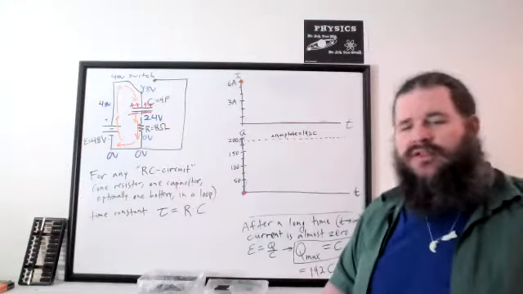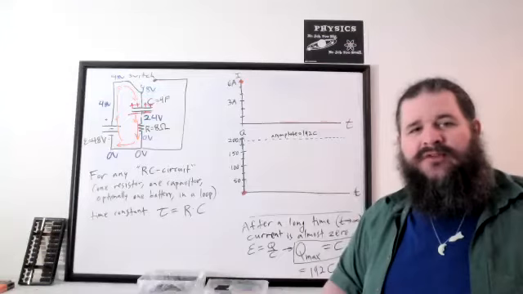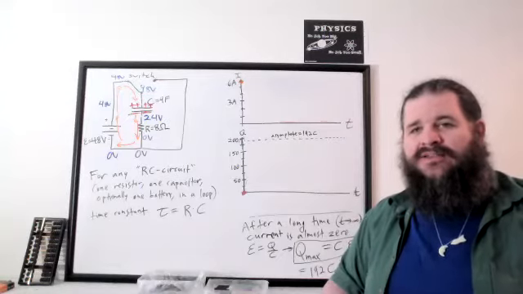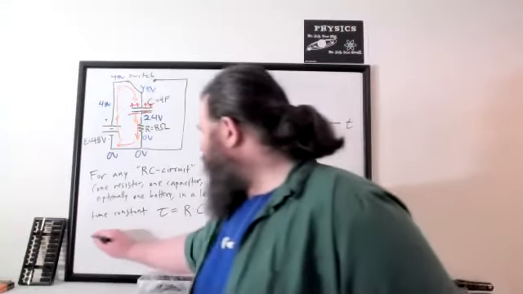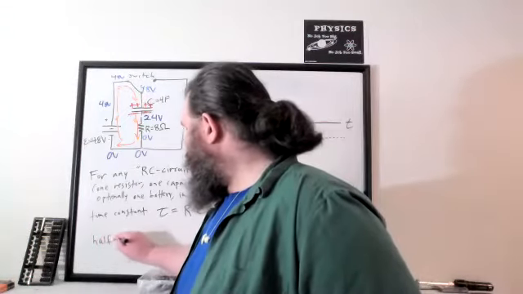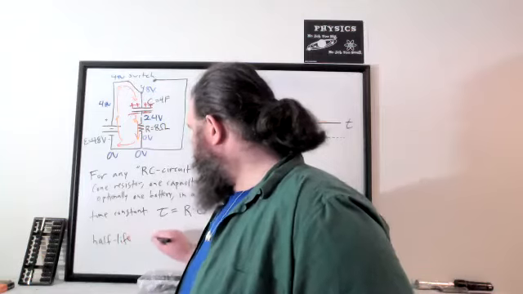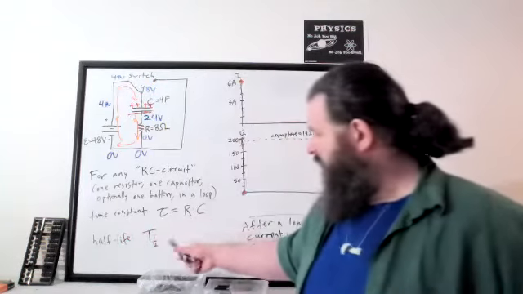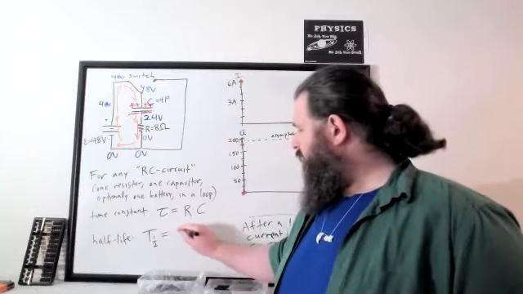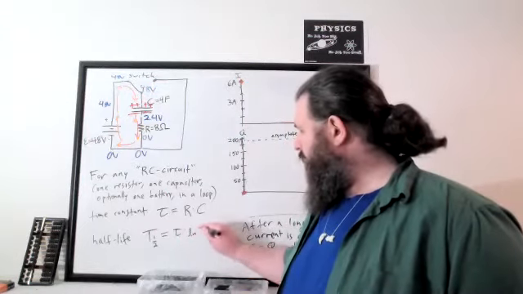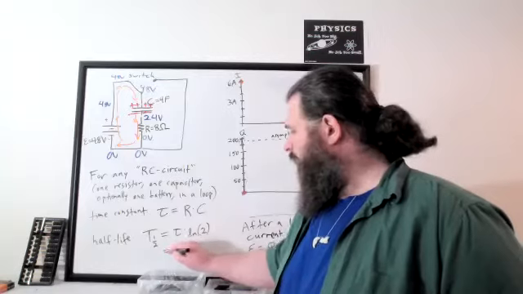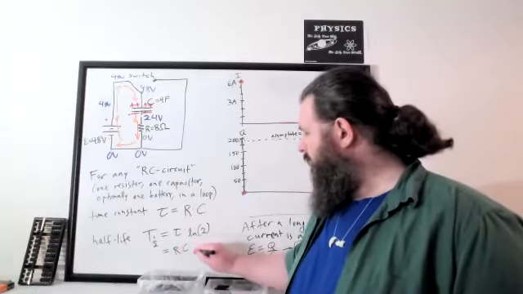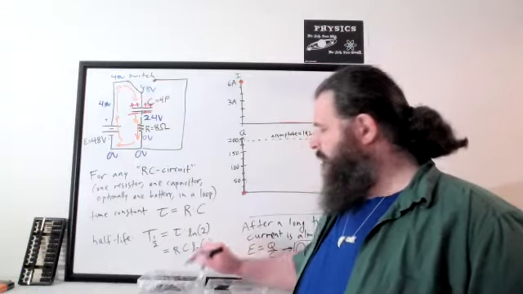Because if you multiply those together, coulombs times farads, and simplify the units, it ends up just being seconds. And then the half-life, we usually write that as capital T sub 1/2. That's just the time constant times logarithm of 2, specifically natural logarithm. In other words, R times C times natural logarithm of 2.